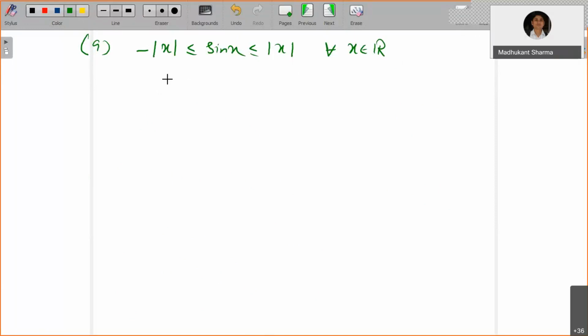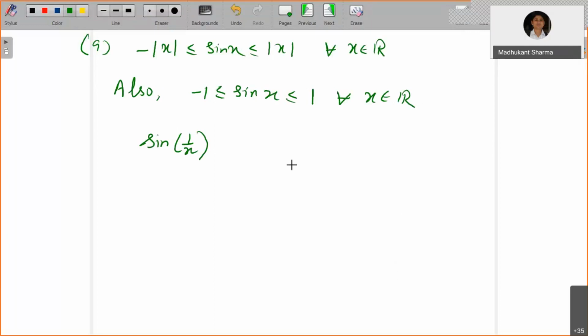Right? Also, note that we have minus 1 less than or equal to sine x less than or equal to 1 for every x in R. Which one is in our favor? We are going to use the same. So whether it's 1 by x or x, this will remain unchanged. Still, it's going to be for every x in R.